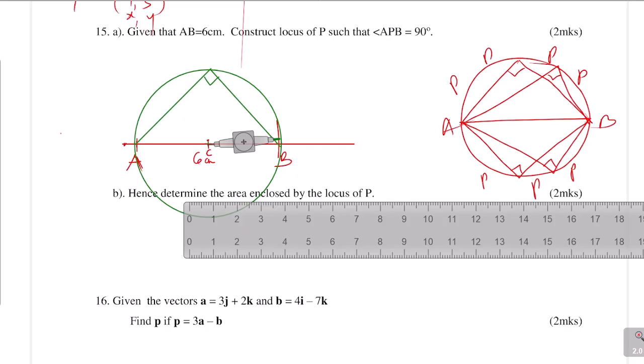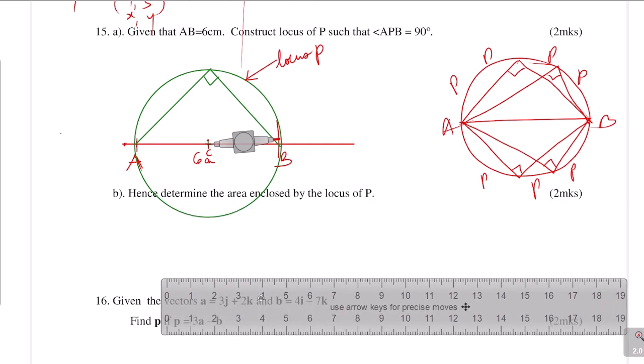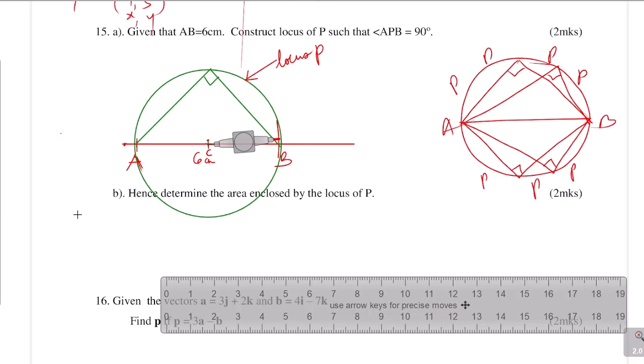So the locus of P will be this one. This will be the locus of P. Again, on the other side, don't forget to also draw on this other side here. So this one again, the locus of P.